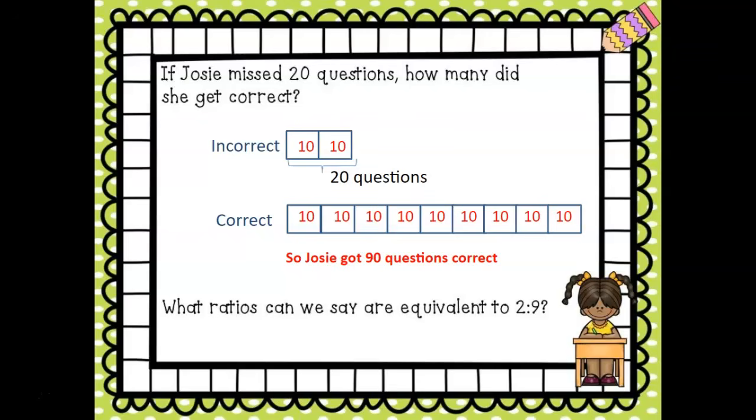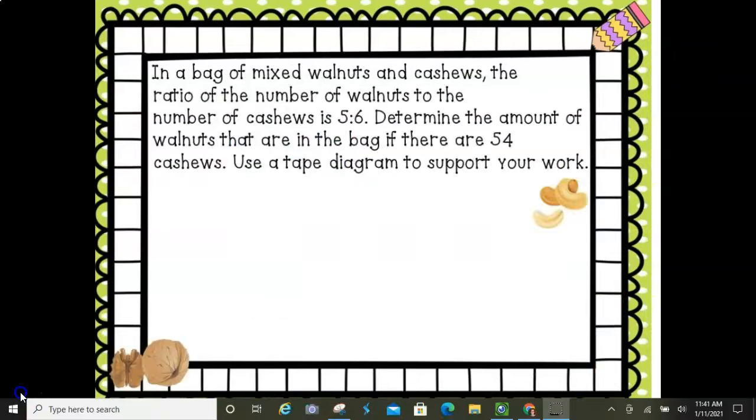Holy cow, that was a long test. 90 correct and 20 incorrect means there were 110 questions. Boy, I got to make longer tests.